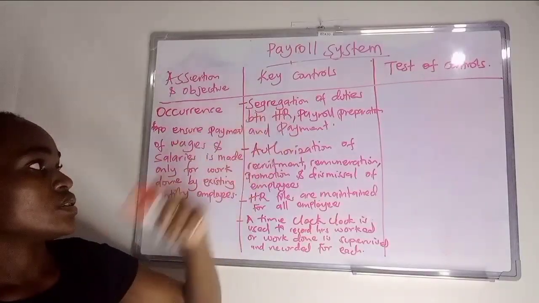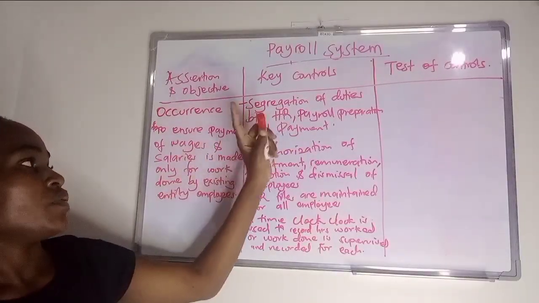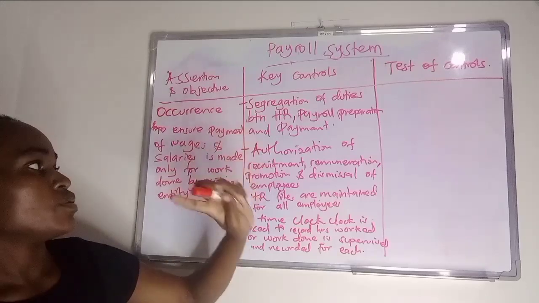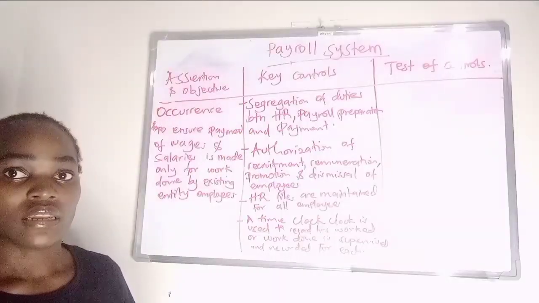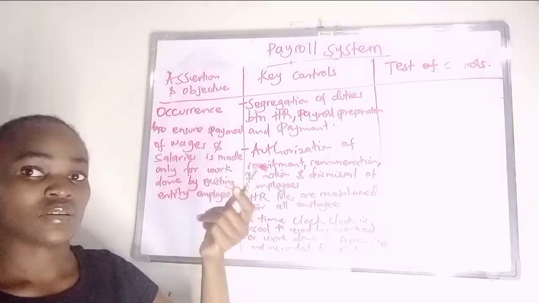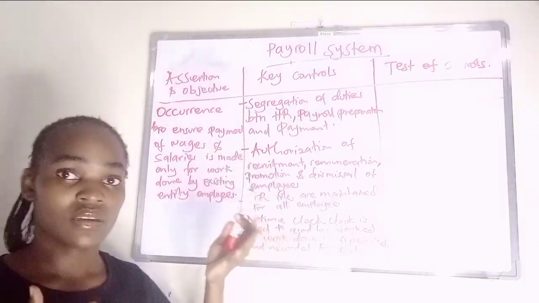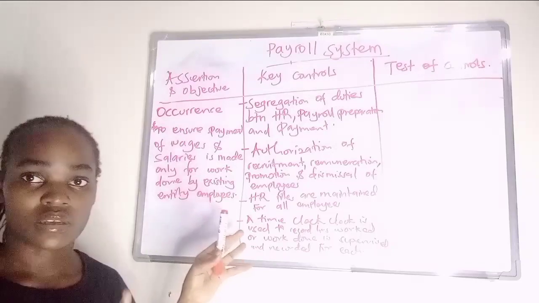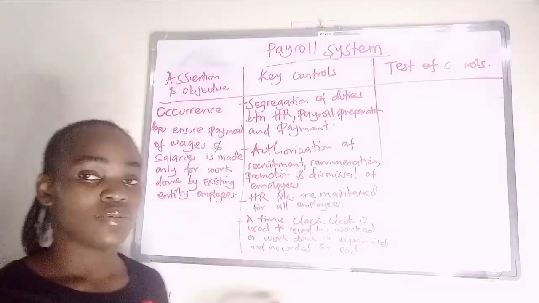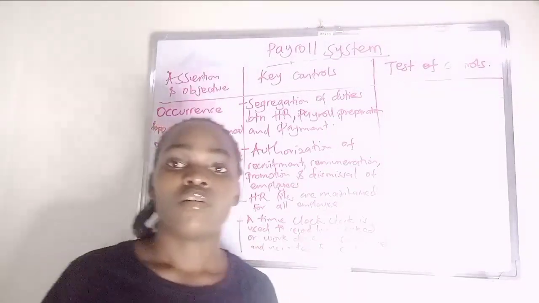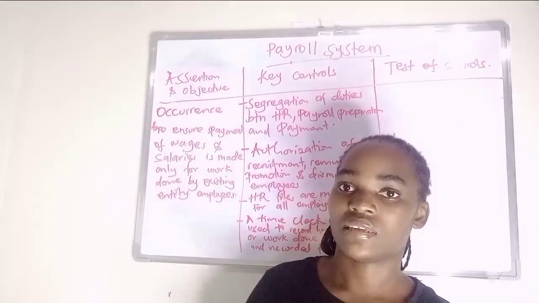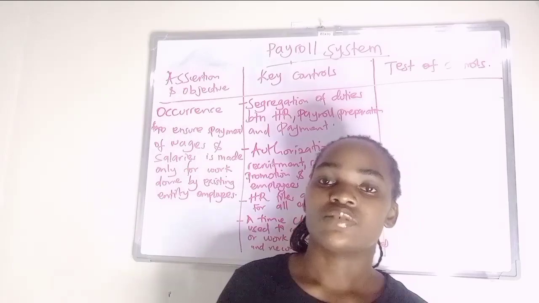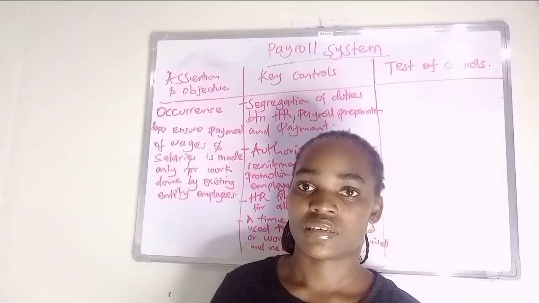Because if you combine all these duties, like if human resource management, payroll preparation, and then payment of wages and salary is all done by one person, that person can easily manipulate things because they'll be knowing everything about the system. They can easily manipulate things and they end up overpaying the workers that they want and underpaying some, and then even including ghost workers that do not exist.